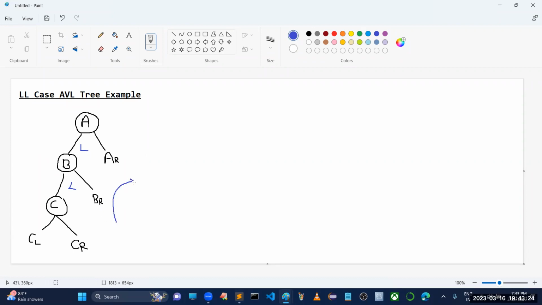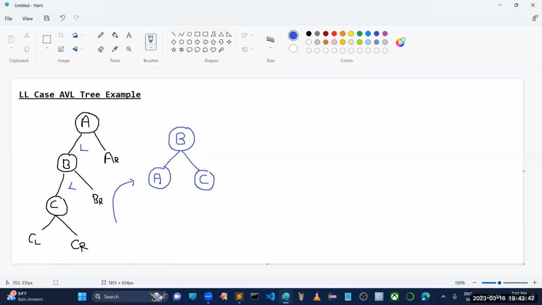We are going to do right rotation. Once you do right rotation, the root node will become B. That we know very well. The root node will become B. For this, A will become the left subtree. That also we know very clearly. And C will become the right subtree.